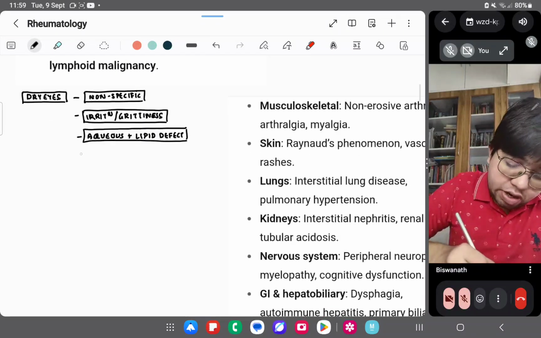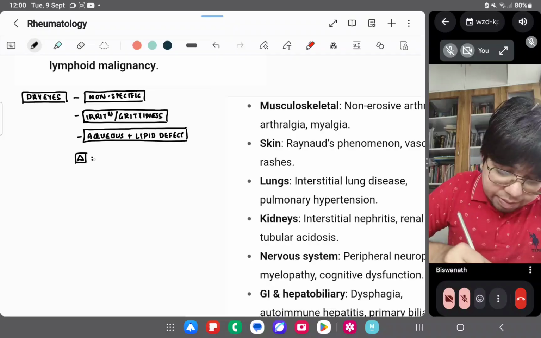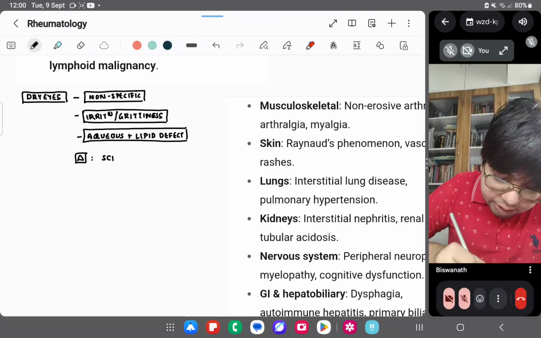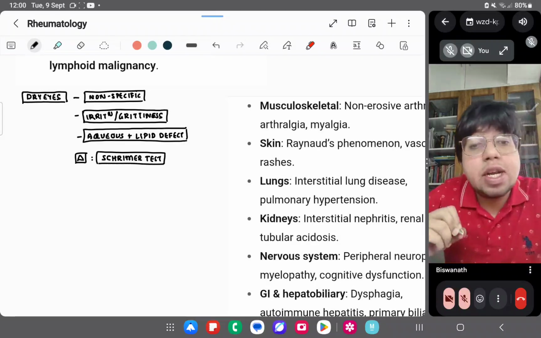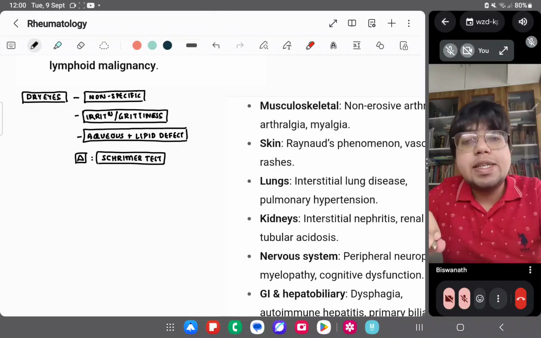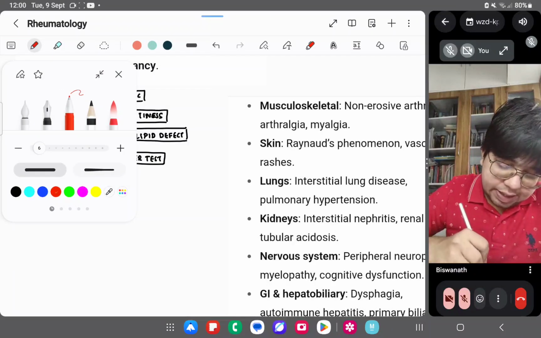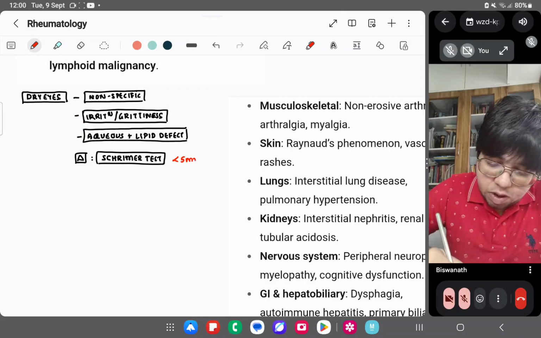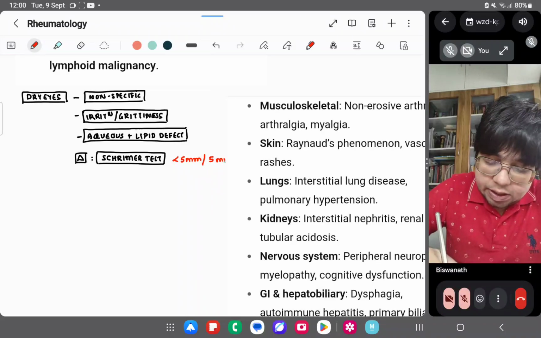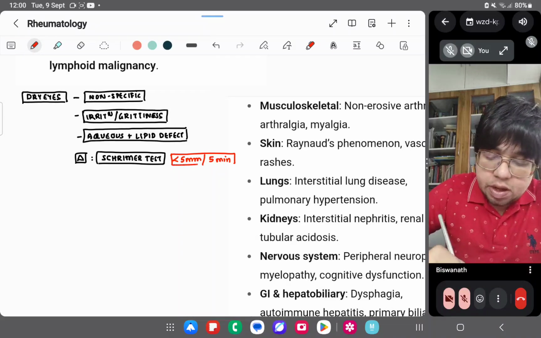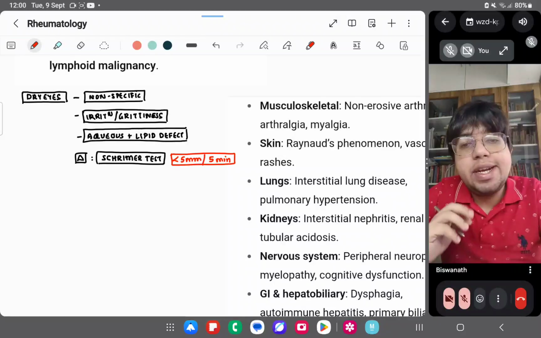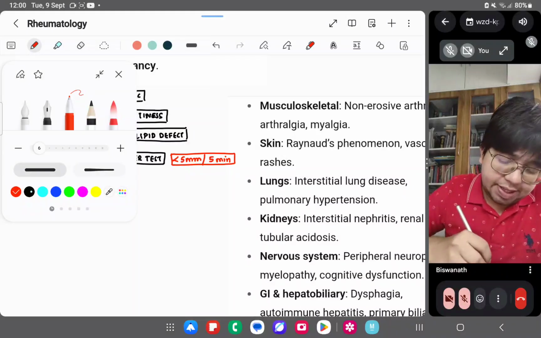For diagnosis, we have something called the Schirmer test. If it is less than 5 mm after 5 minutes, you can call this a dry eye. It is a non-specific test, not that specific.